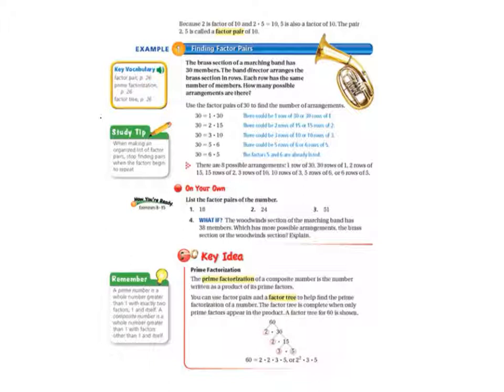Let's look at the study tip on the side, and it says that when making an organized list of factor pairs, stop finding pairs when the factors begin to repeat. This example shows a list that goes vertically, but remember that in 5th grade you were taught how to make lists of factors using factor rainbows, and that is a perfectly acceptable way to make lists of factors.